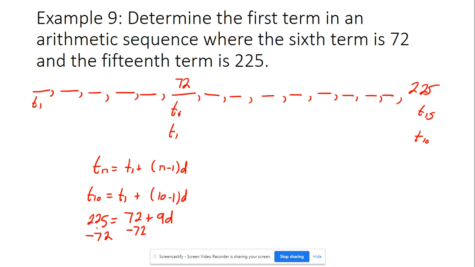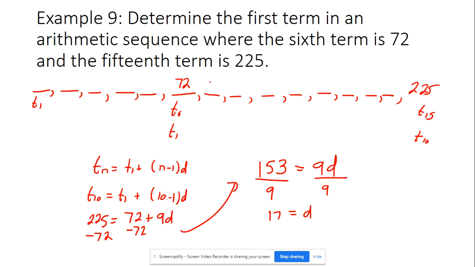Okay, and 225 minus 72 is 153 equals 9d. Okay, now divide both sides by 9. 153 divided by 9 is 17. So that means my common difference is 17.